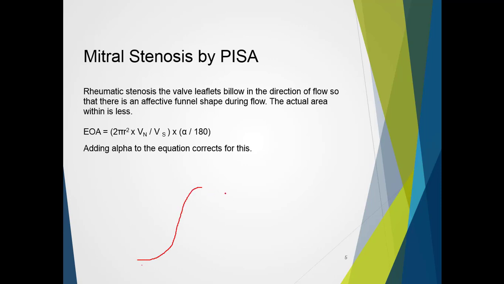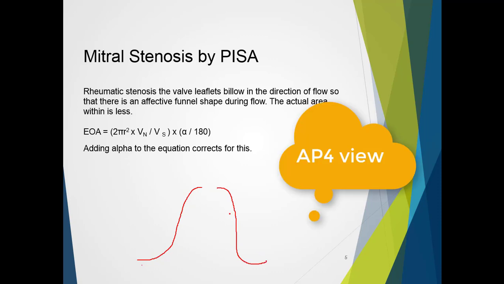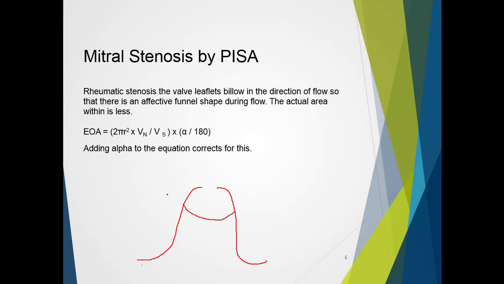PISA may be used for mitral stenosis, which is all fine except for when mitral stenosis is of rheumatic type. In this specific pathology type, the valve leaflets billow in the direction of flow, so there's the appearance of an effective funnel shape during flow. To measure the radius from the leaflet orifice and to place a dome over the top makes the assumption of a formed hemisphere incorrect. The actual area within is less. So to adapt for this, we include alpha, the angle, into the equation.